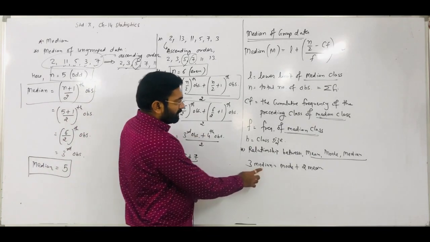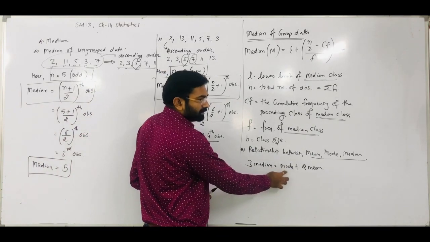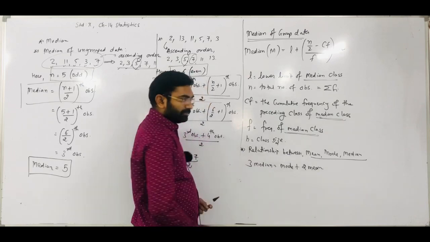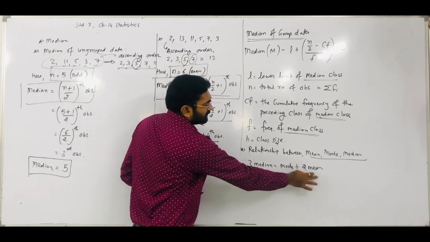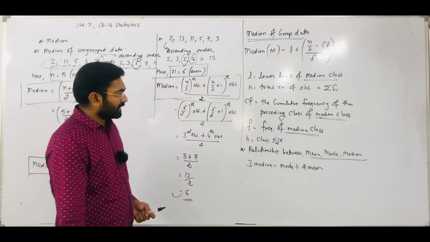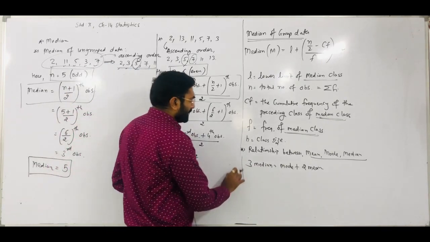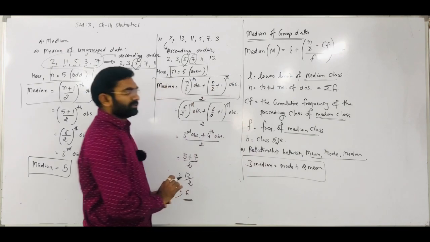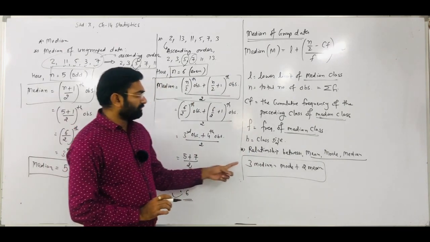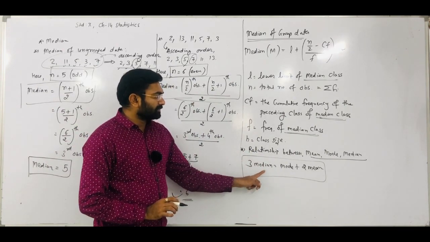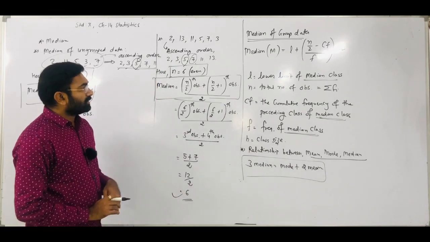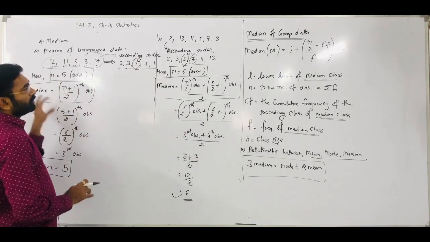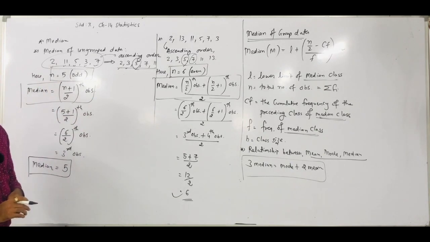Suppose I say the median value is 3, the mode value is 5, find the mean. So out of 3 values, any 2 are given in your question, and the third you have to find out. That type of question comes in the examination for 1 mark. So remember the formula: 3 times median is equal to mode plus 2 times mean, right?